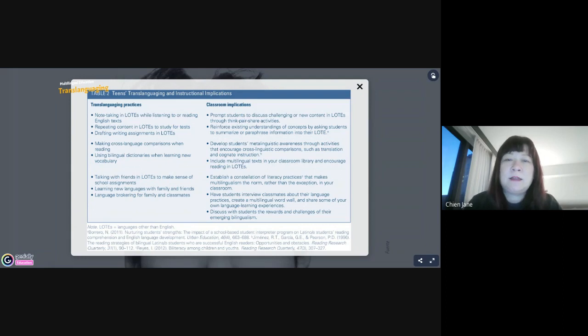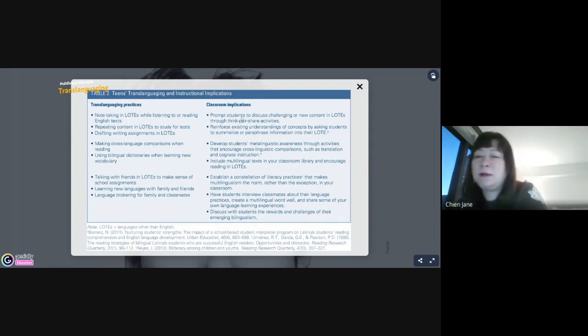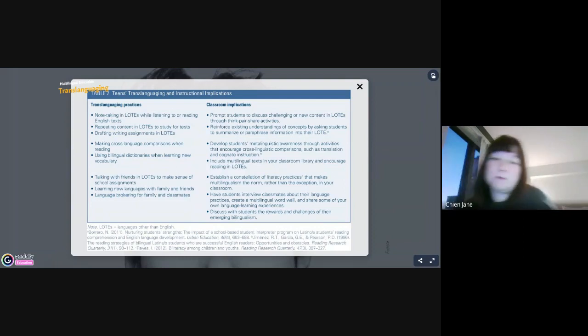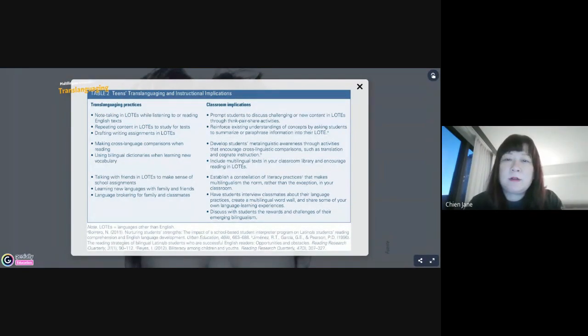So in this case, you could prompt students to discuss challenging or new content in LOTES, which is their native language, through think, pair, share activities. Okay. All right, my battery is running low. I need to plug in. And then think, pair, share activities where they think, they pair up and they share their thoughts. Reinforce existing understanding of concepts by asking students to summarize or paraphrase information in their LOTES. In this case, perhaps I should ask you, okay, what did I just say in Chinese? That's a common strategy of translanguaging in the classroom.